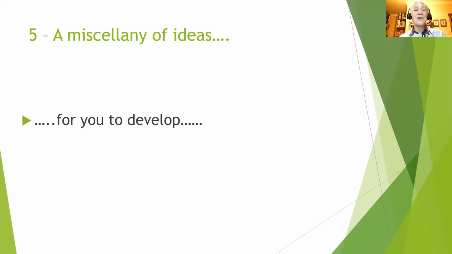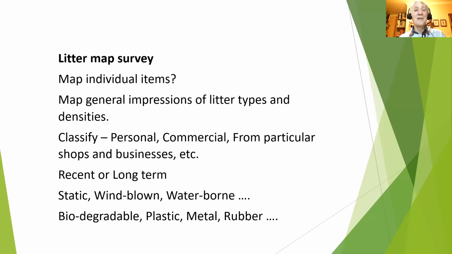So I'm just going to go through some more ideas very quickly. You could do a litter map survey as part of any one of these things, you know, a study of the street or a study of placemaking. A litter map survey, map individual items. How many bits of litter can you find along a street? Where are the very littery places and where are the unlittery places? So you just map and count.